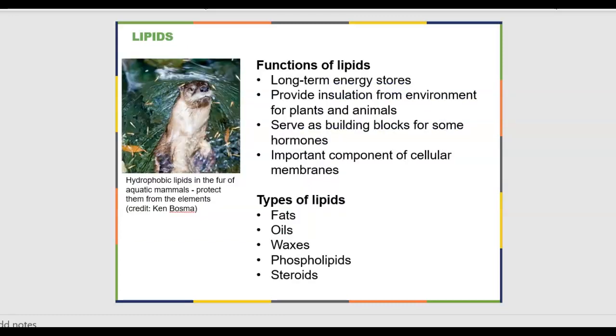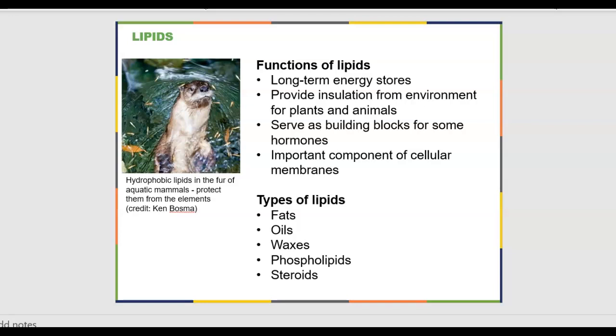Lipids are really important. They do a lot of things, including keep us warm, and provide us with long-term energy stored in case we need it. They provide insulation, as you can see here, this cute little river otter. They serve as building blocks for very important hormones, and they're an extremely important part of our cellular membranes, and so we're going to see those.